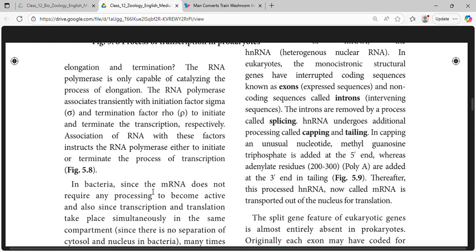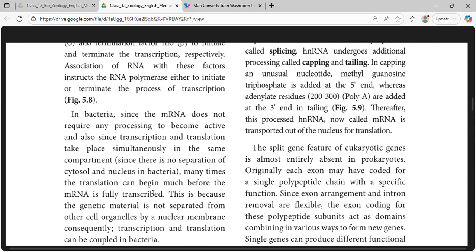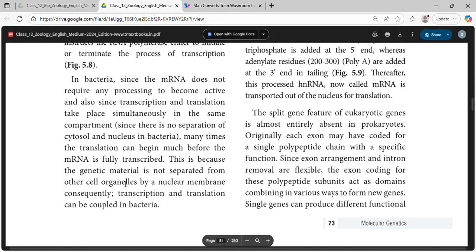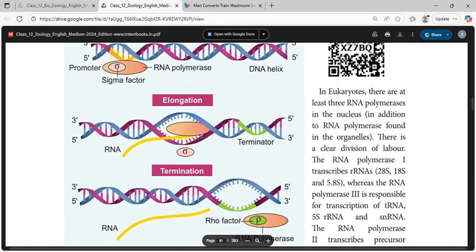In bacteria, since mRNA does not require processing to become active, and since transcription and translation take place simultaneously in the same compartment, many times translation can begin much before the mRNA is fully transcribed. This is because the genetic material is not separated from other cell organelles by a nuclear membrane. Consequently, transcription and translation can be coupled in bacteria.